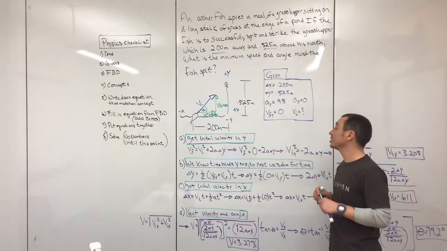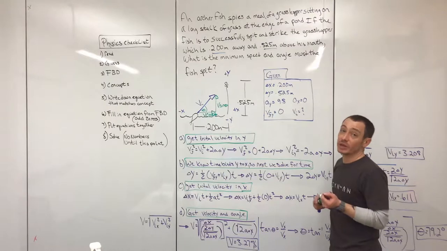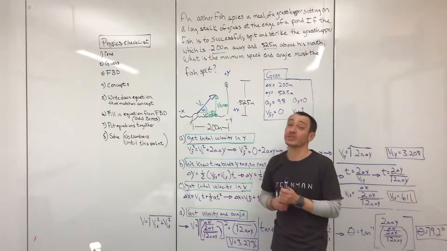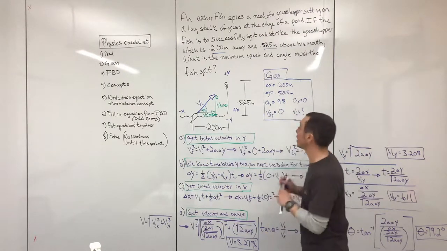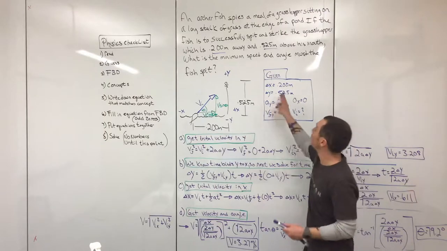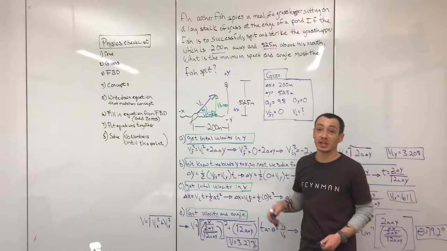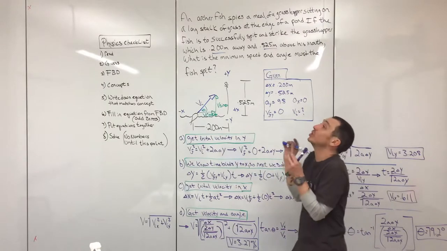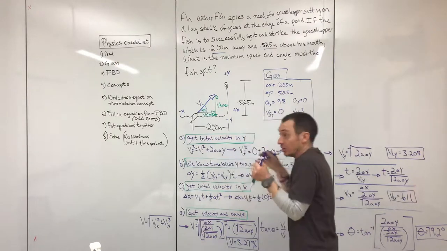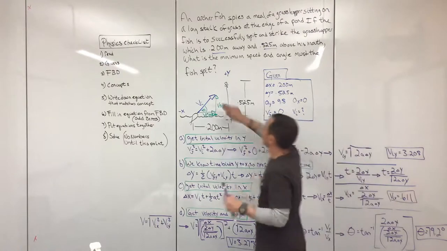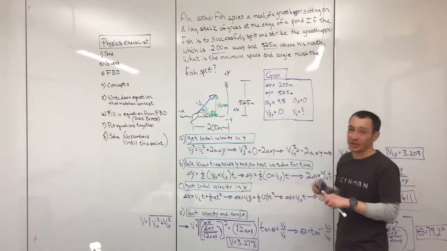Why are we saying the final velocity in the y is zero? Because it sure isn't zero because it hits the fly. You can't think that, right? The final velocity isn't zero because it hits the fly. It's going to be moving all the way up until the very last moment of the water. So you got to think about that.